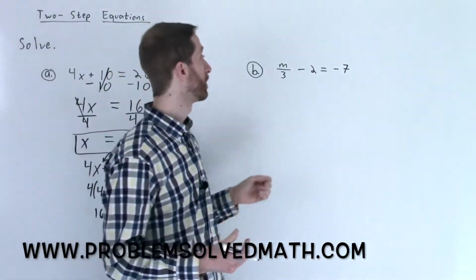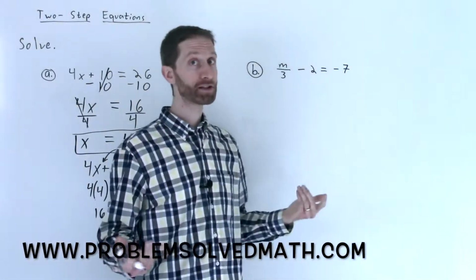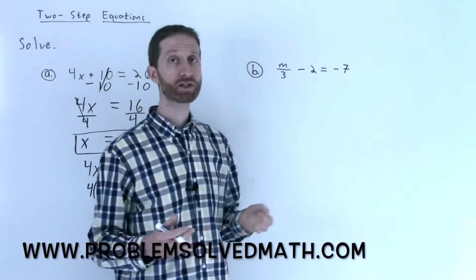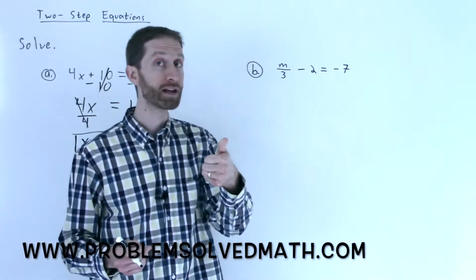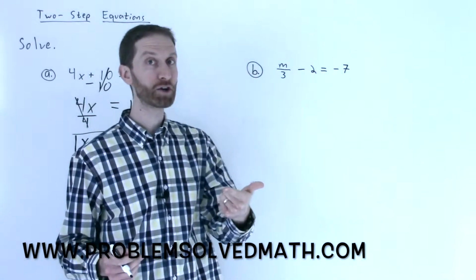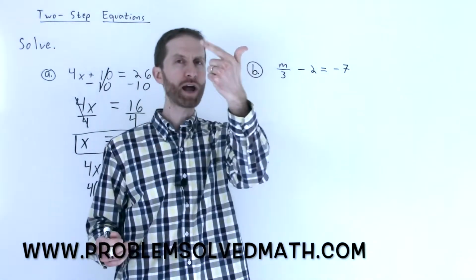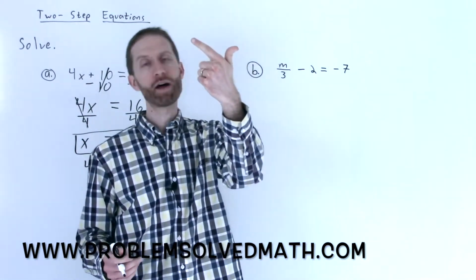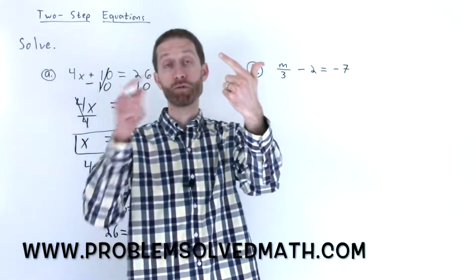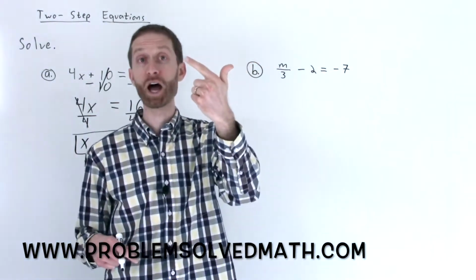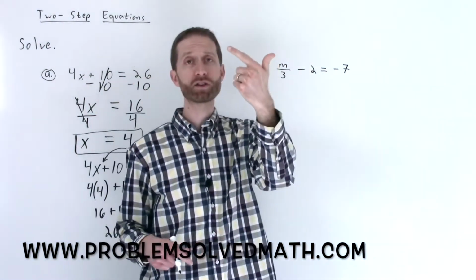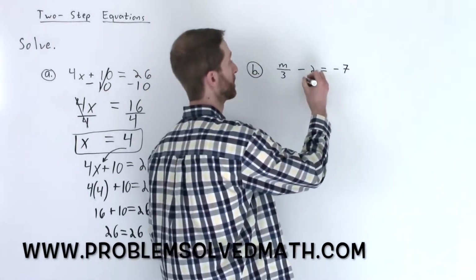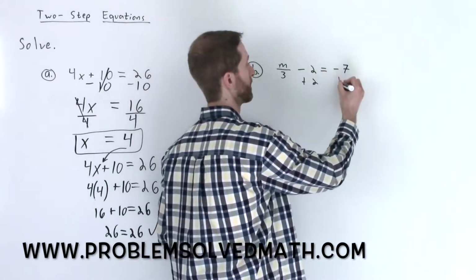How do we do that? Well, we also need to undo that minus 2. So the order of operations says you would divide by 3 and then subtract 2. Okay, well, if subtraction of 2 is the last order of operations to be done going forwards, it's the first order of operations to be undone. So to undo subtraction of 2, we're going to add 2. So we'll do that to both sides.